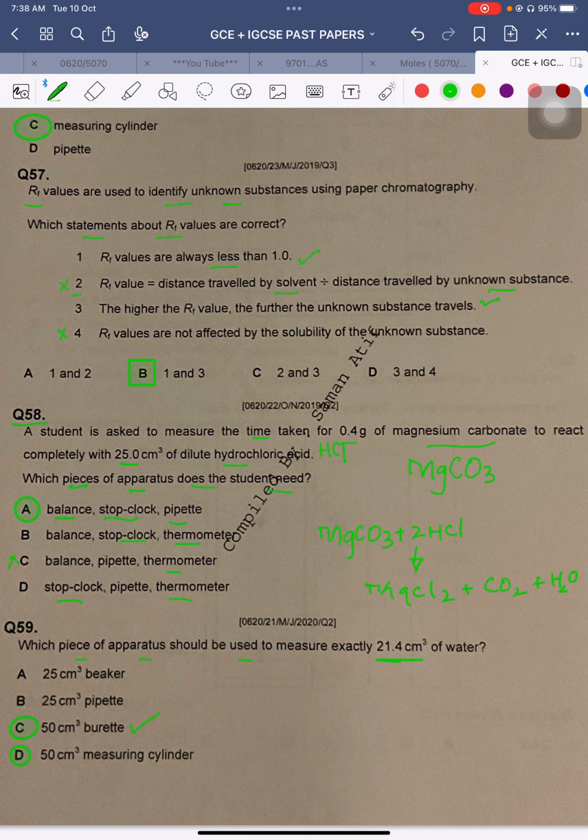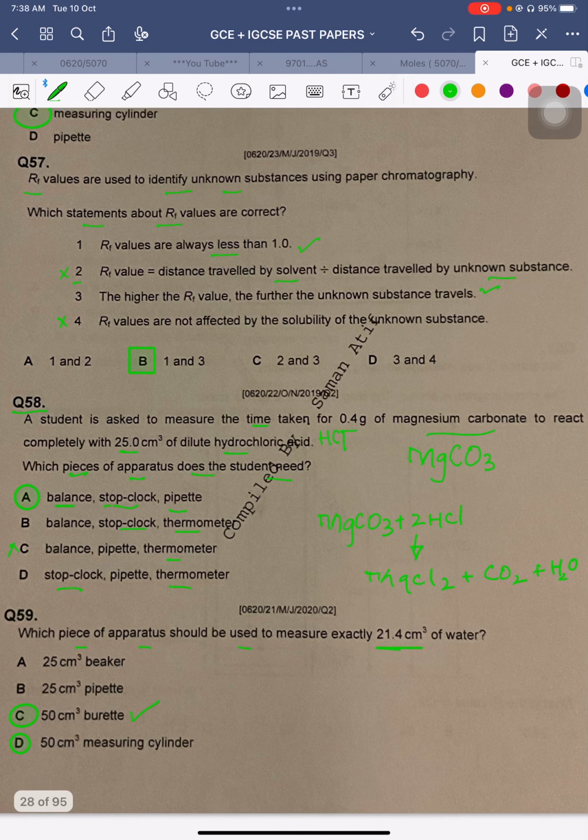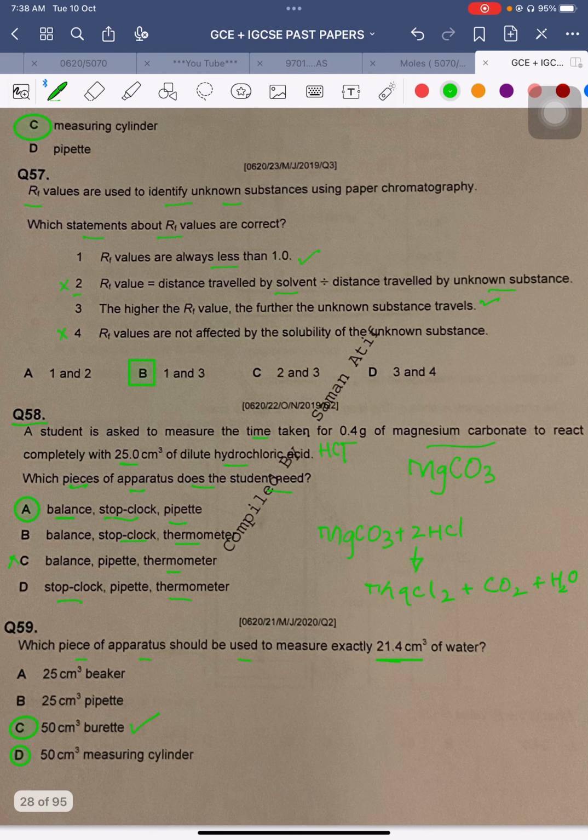Why can we not use a beaker? I have just told you in question number 56 that a beaker is basically used for rough measurement. Why can we not use a pipette? Because a pipette can measure exactly 25 centimeter cube of volume. It cannot measure more than that or less than that. So this is the right option, burette, which can measure 21.4 centimeter cube very accurately.